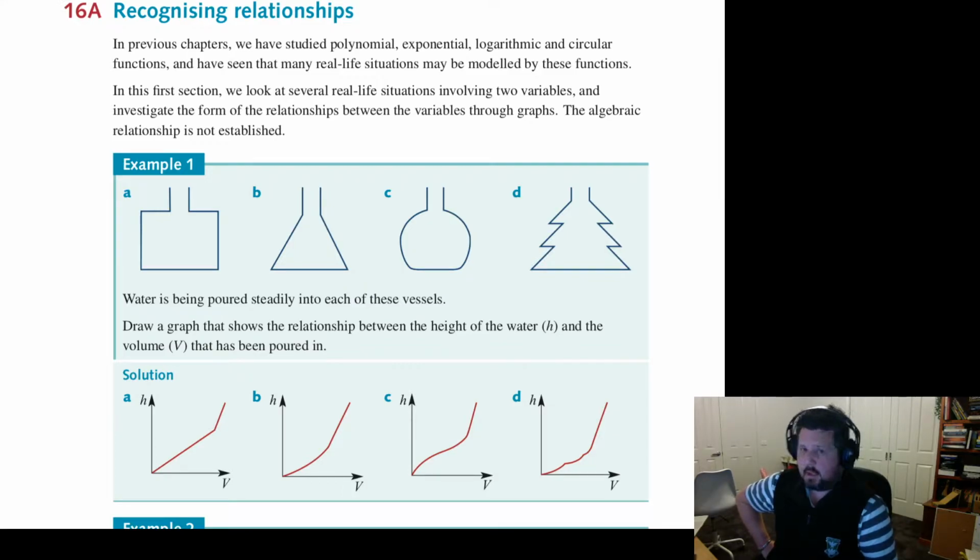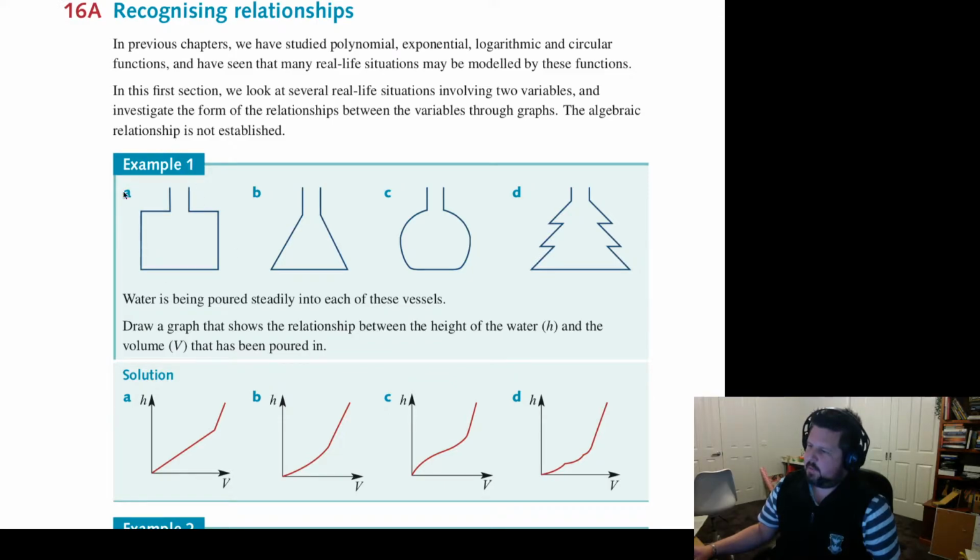Today we're looking at recognizing relationships. So the first example is, imagine you've got some vessels that are going to hold some water. As we know, when we pour water in, depending on the shape of the vessel or the jug, that level of the water is going to change. So the rate of change is going to vary depending on the shape of the vessel. In this particular case, they're asking you to draw a graph that shows the relationship between the height of the water, so how fast it's going up, and the volume that's being poured in.